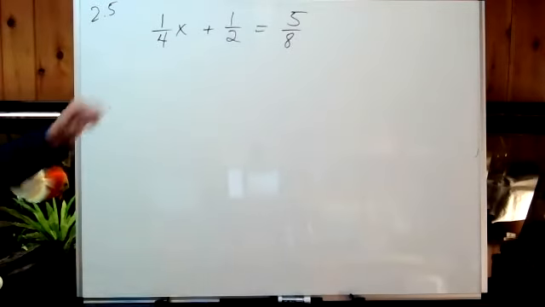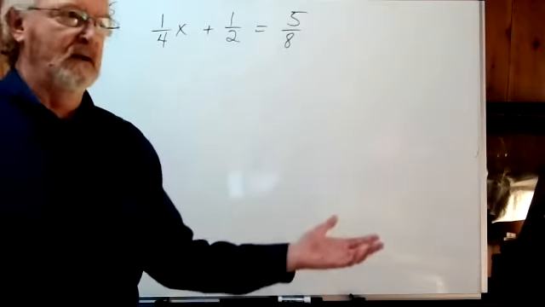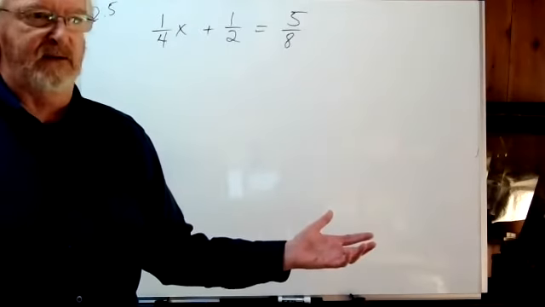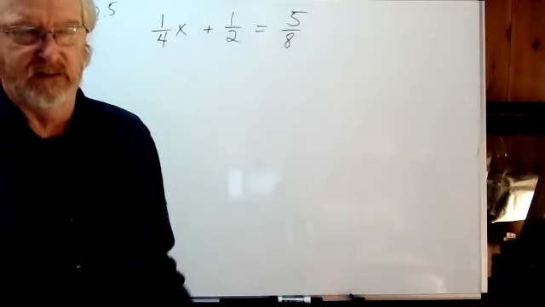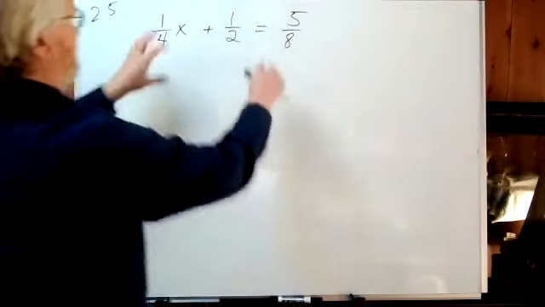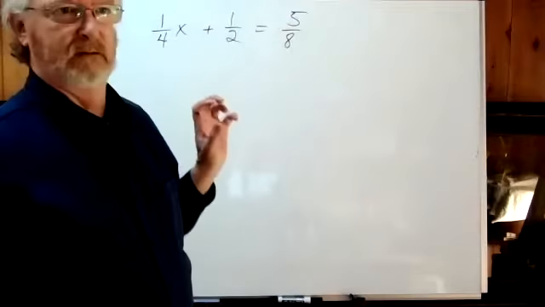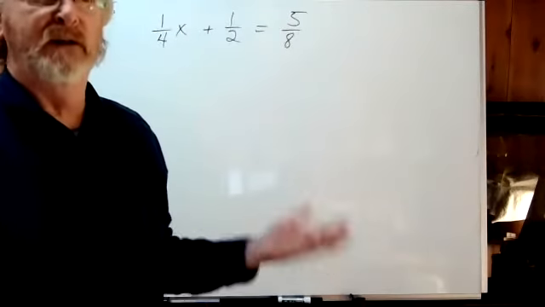All right, so I'm going to multiply both sides of the equation by some number that's going to make everything big enough that it's not a fraction anymore. Let's think about that. I'm going to make everything bigger so that these aren't fractions anymore. What number do I want to use?